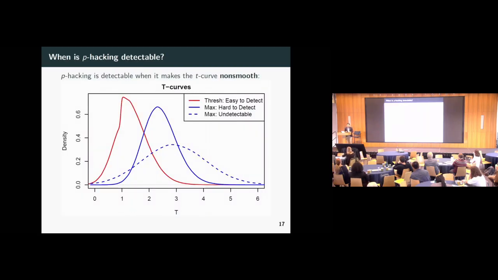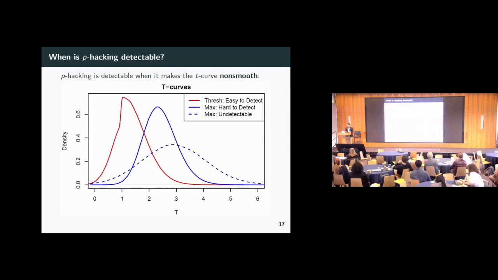Okay, so now let me answer the question that I pose in the title of the talk. When is p-hacking detectable? It's detectable when it makes the distribution or histogram of t-scores non-smooth. So I've provided you 3 examples here. The red curve is a curve where there was p-hacking, and it's easy to detect. Why is it easy to detect? Because the t-curve has a kink. You can see that a little past 1, the t-curve has a corner. That's pretty non-smooth and could never have been produced honestly.